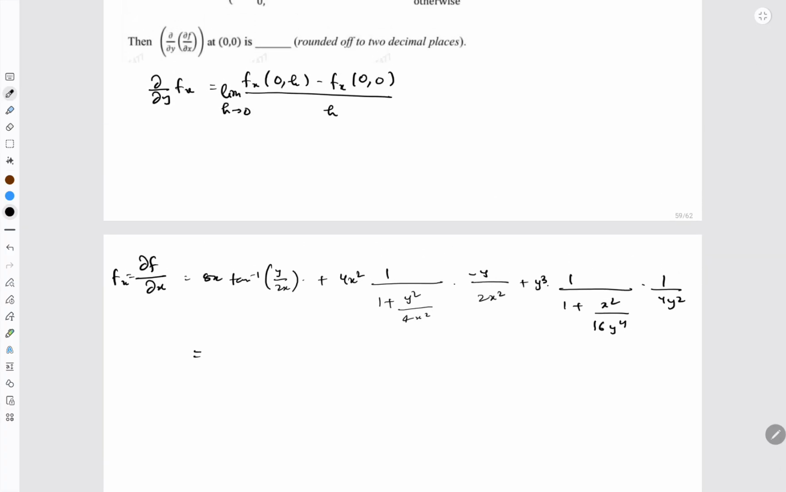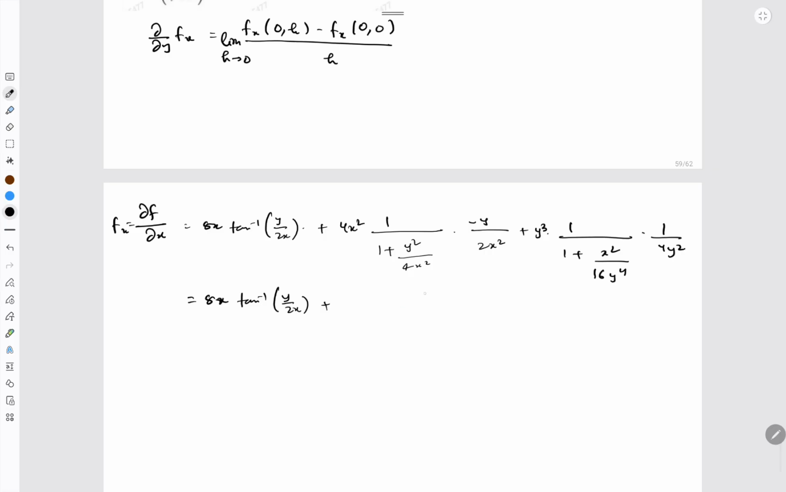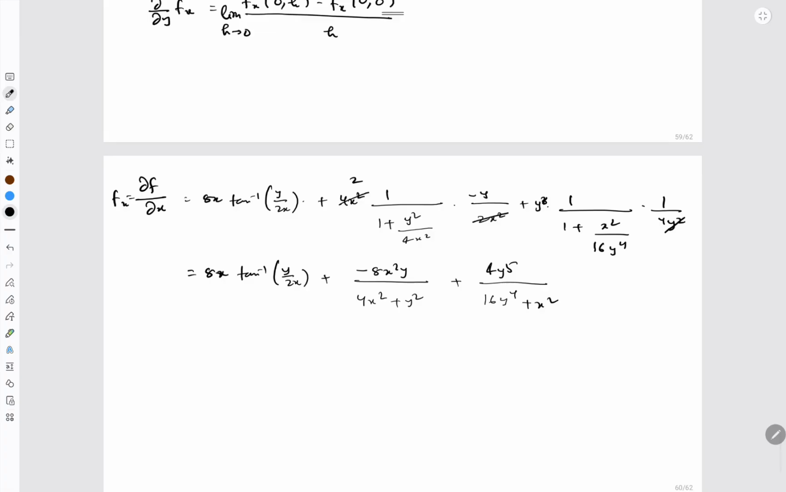At 0, h, this quantity we can simplify a little bit further before diving into it. 8x tan inverse 1 by 2x, this is the first thing, plus I can cancel this thing by 2, so minus 8x square y by 4x square plus y square, plus I can actually cut this thing, so 4y to the power 5 by 16y to the power 4 plus x square. So this is my final thing.